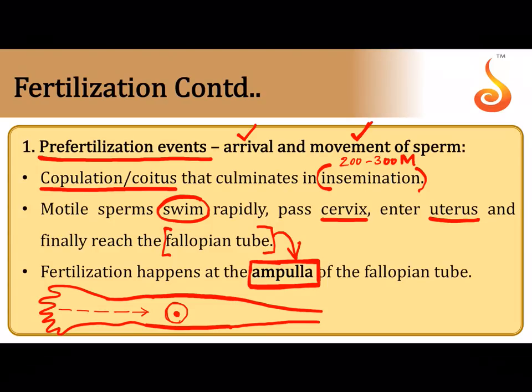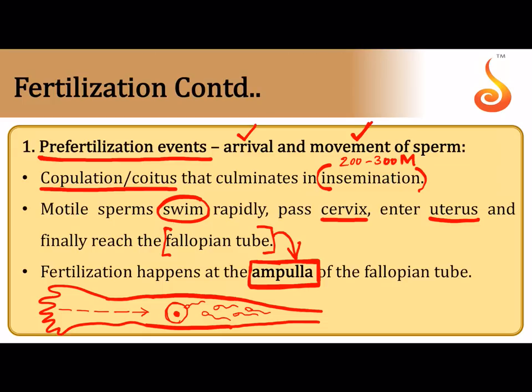it has made its journey to the ampulla, and over here you can see the sperm are moving in, the sperm are being passed in, and finally one of the sperm successfully makes a physical contact with the secondary oocyte, which is sitting in the ampulla of the fallopian tube.